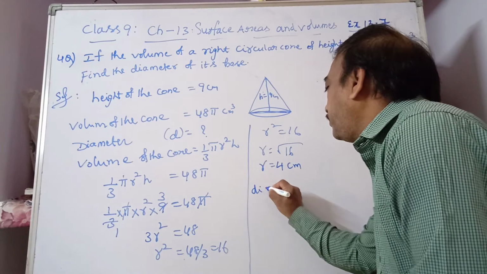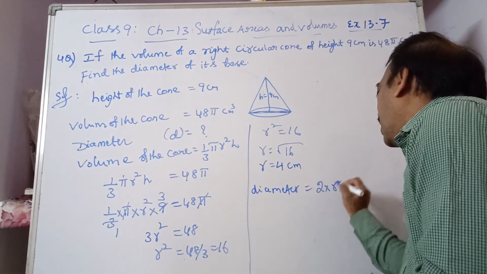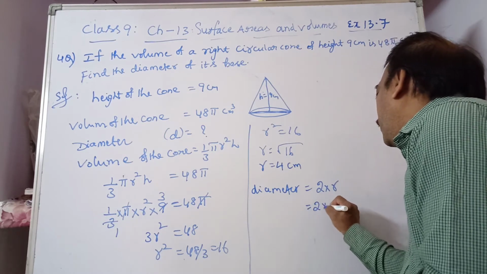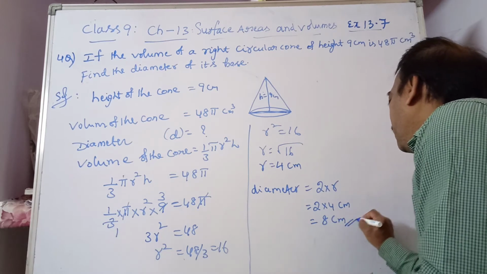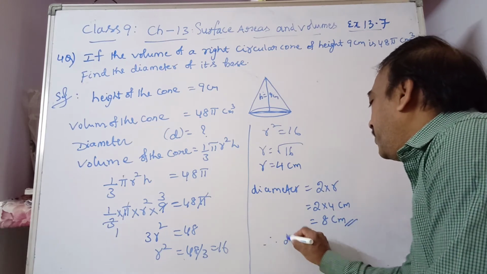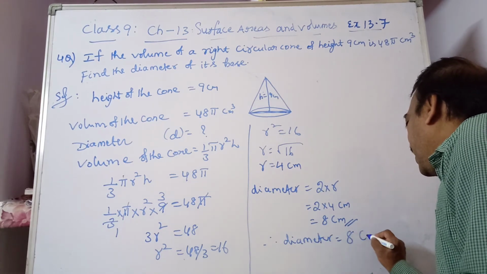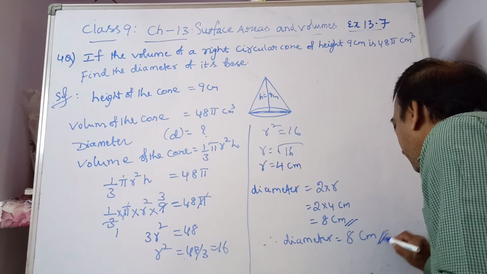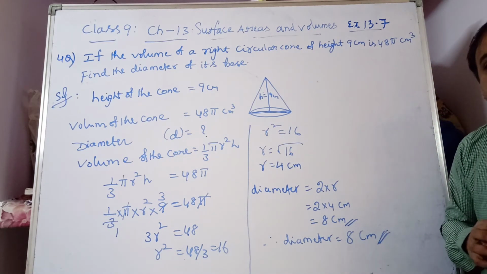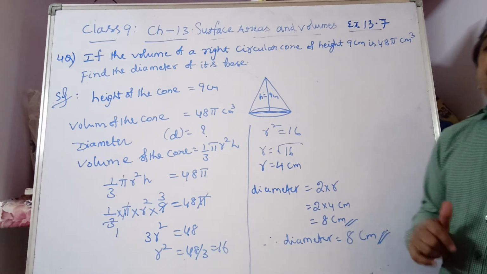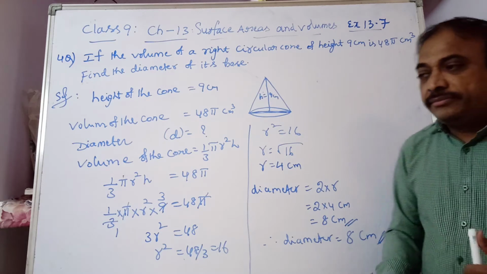Diameter is equal to 2 into r, which is equal to 2 into 4 centimeter, which is equal to 8 centimeters. Therefore, diameter is equal to 8 centimeters. Is it clear, students? What is the volume of the cone formula? 1 by 3 pi r square h.